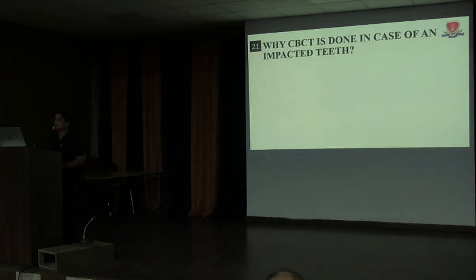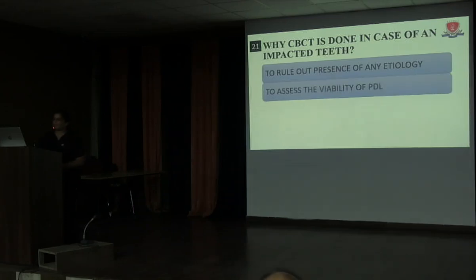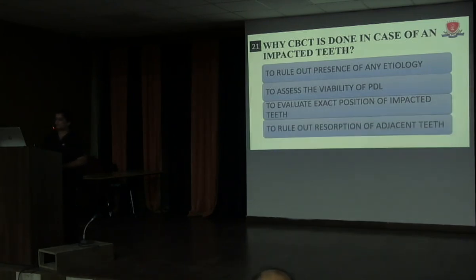Now the question arises, why is CBCT done in case of impacted teeth? Can anybody from the audience answer? To check for the proximity with the adjacent teeth. Okay. And PDL viability. Yes, you're correct. So it is done to basically rule out any presence of any etiology, to assess the viability of PDL and to evaluate the exact position of impacted teeth. It is also done to rule out resorption of adjacent teeth.